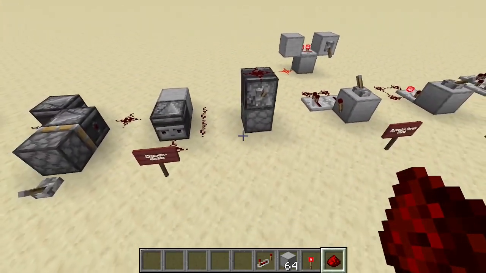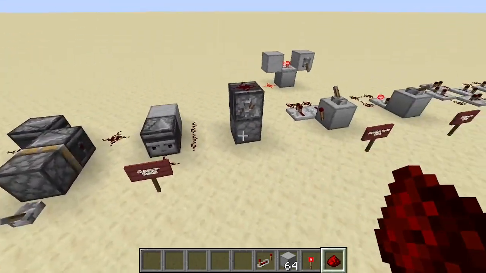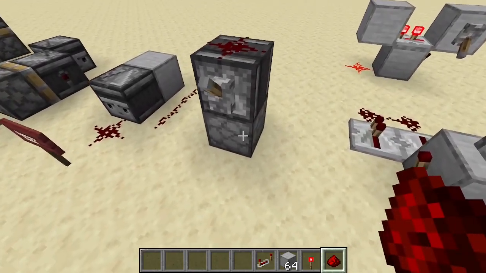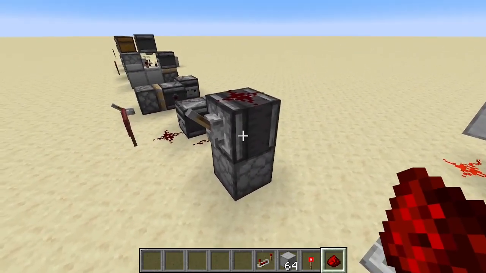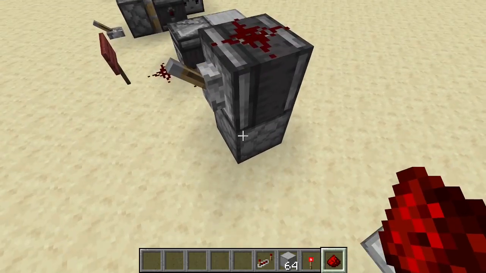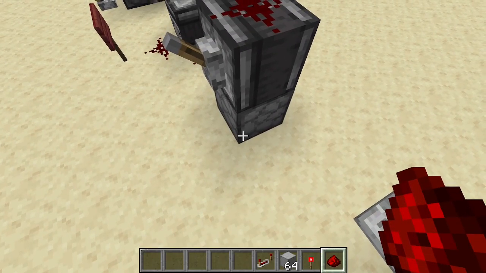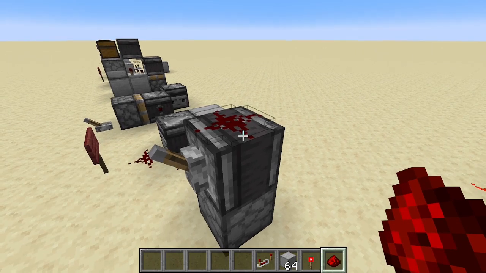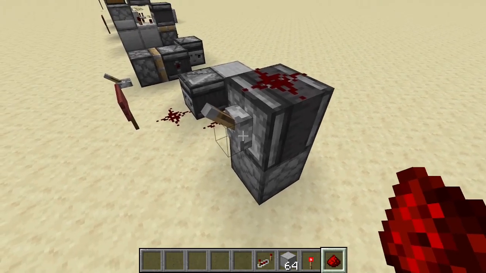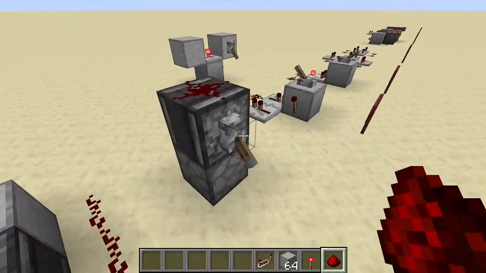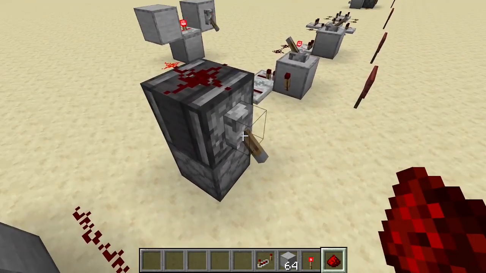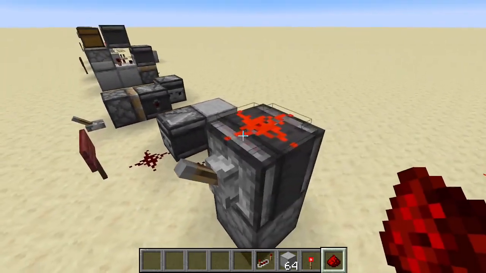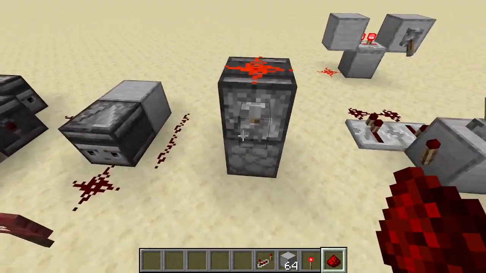And this is an observer clock. We got a couple other versions. So this one, we have a dropper facing up into the observer. The observer is facing down into the dropper. And then we got a lever on the observer and a piece of redstone on top of it. If we flick this lever, what that's going to do is it's going to set it. Now we can flick it again. And as you can see, we get a rapid fire pulse.